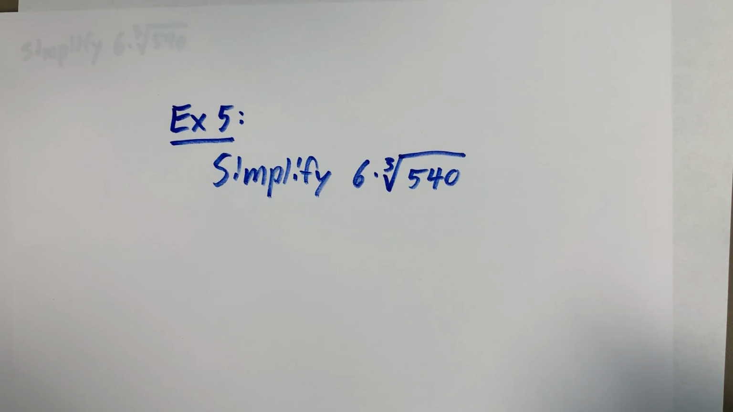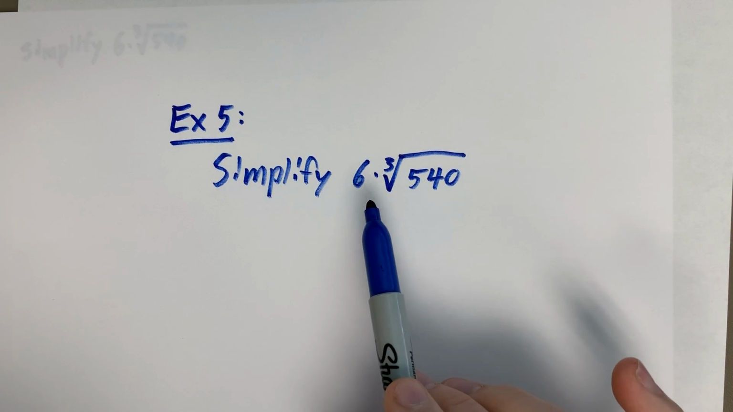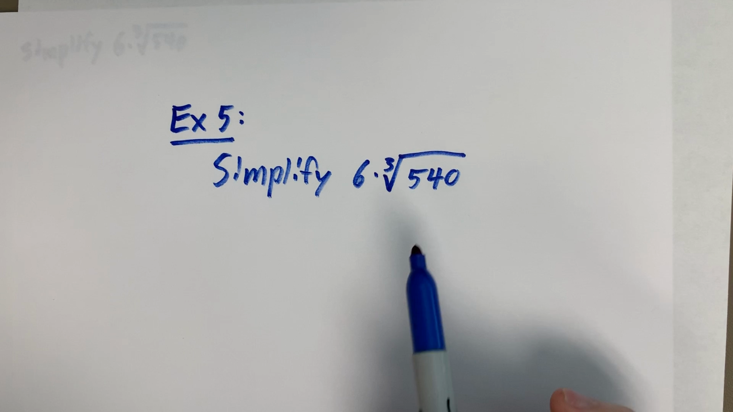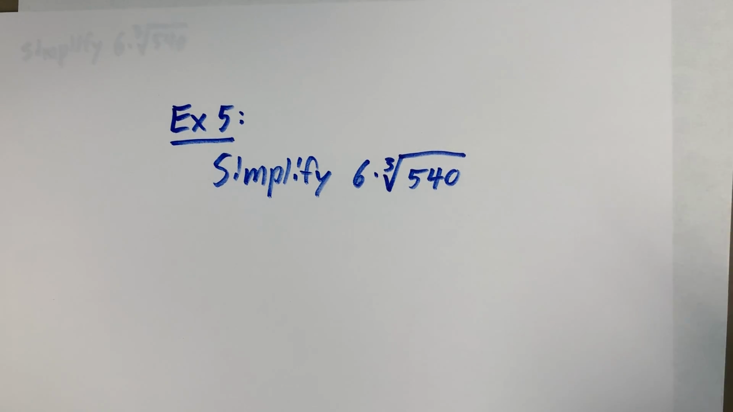And now for our fifth example, we're going to talk about how to simplify 6 times the cube root of 540. So this is going to use the exact same techniques that we've been dealing with so far. In this case, we don't actually have a negative to worry about, so we're kind of grateful for that. This is just going to be another factor tree problem.